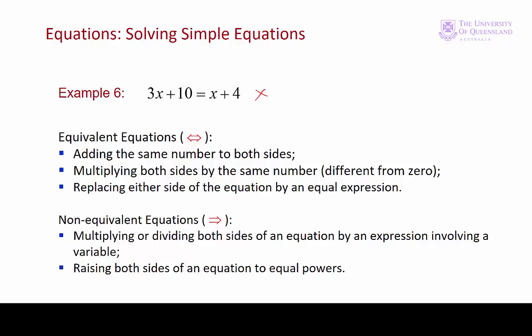We can multiply or divide both sides of the equation by an expression involving the variable, or raise both sides of the equation to an equal power, for example, taking the square root or squaring, cubing, things like that. If we have non-equivalent operations, then we need to take a little bit of care to make sure all the solutions are valid. In practice, even though we combine these two types of operations in solving an equation, we usually use the implication arrow to go from one step to another in our solution. Let's have a look at that example then.